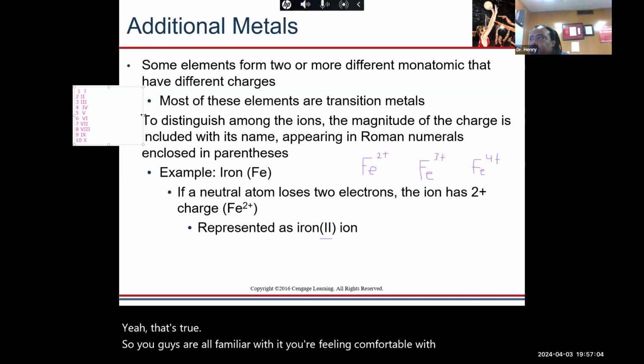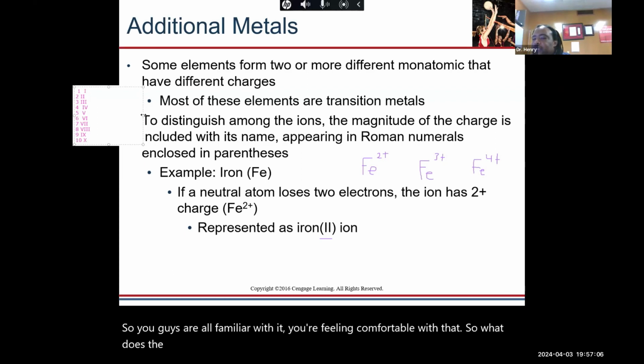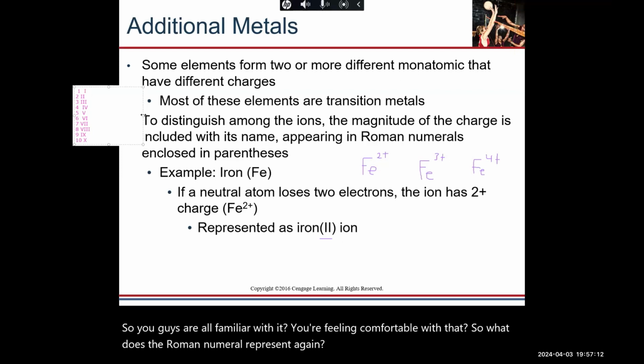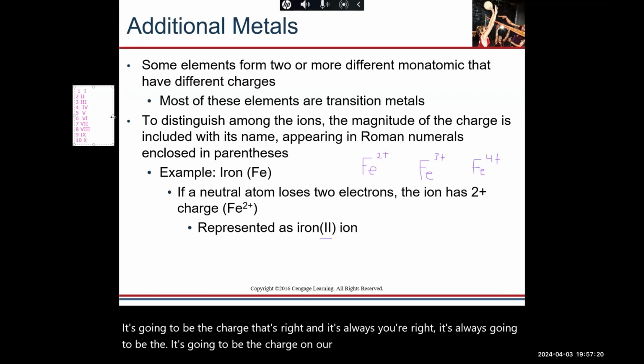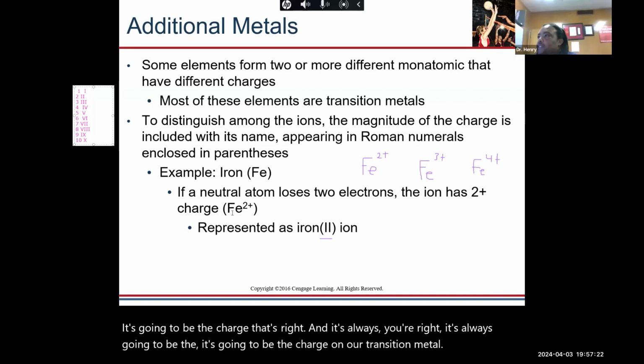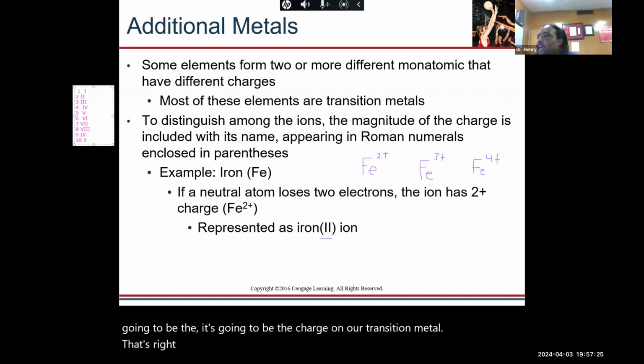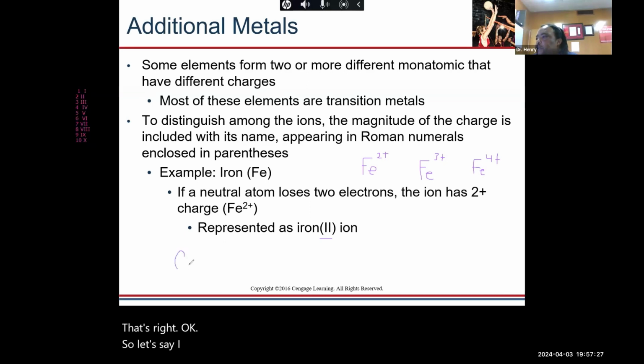So what does the Roman numeral represent again? The positive charge. It's going to be the charge. That's right. It's always the charge on our transition metal. Okay, so let's say I had copper 3 plus. So how would I name that ion? Because this one here was called iron 2 plus.